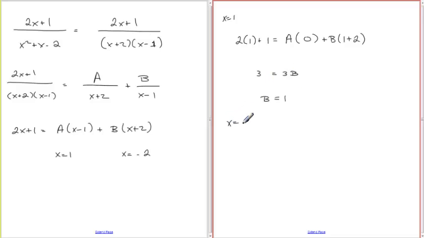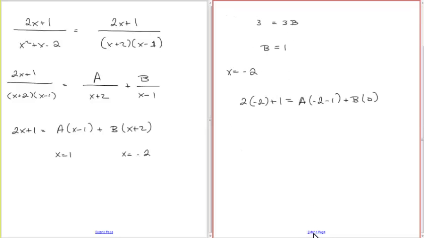X equals negative 2. So we take 2 times x, which is negative 2, plus 1. That's the left-hand side of the equation. The right-hand side is going to be a times negative 2, and then we have negative 2 minus 1 plus b times 0. So we'll have negative 4 plus 1 is negative 3, and a is multiplied by negative 3. So if we solve for a, we'll end up with 1 again. So both a and b are 1 for this particular case.